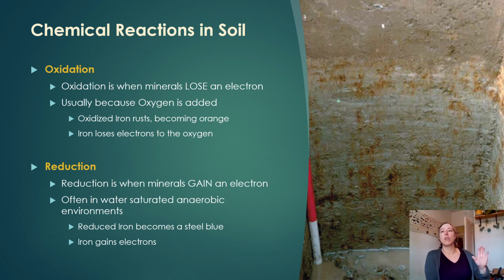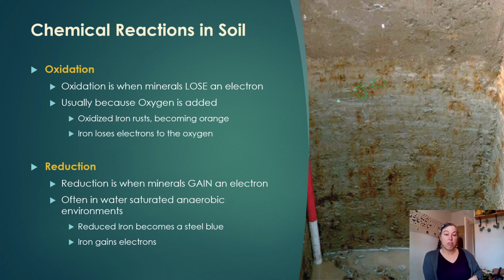So say we have iron. Iron is usually a steel gray. When oxidization happens, iron loses an electron to oxygen. That's why it's oxidizing, and it turns an orange color, and that's what rust is, oxidized iron, iron oxide, which is what we're seeing here in these patches. So we've had water flowing through this system, which has introduced oxygen to this rock and allowed the iron particles in that rock, in that soil, to become oxidized.